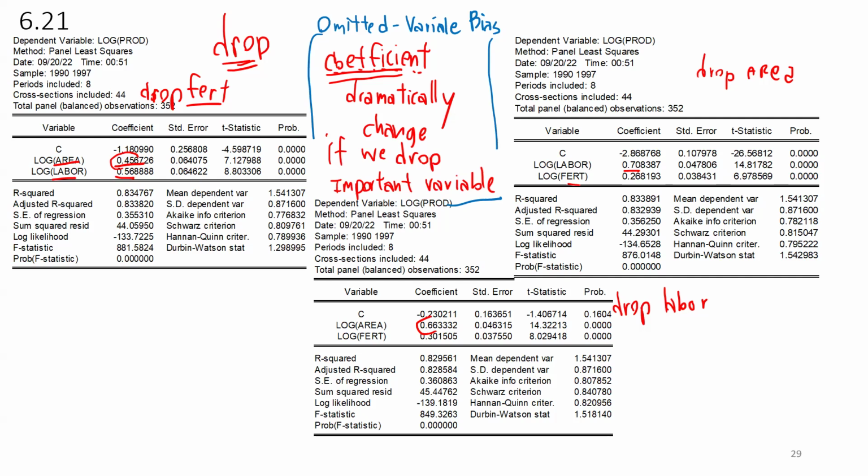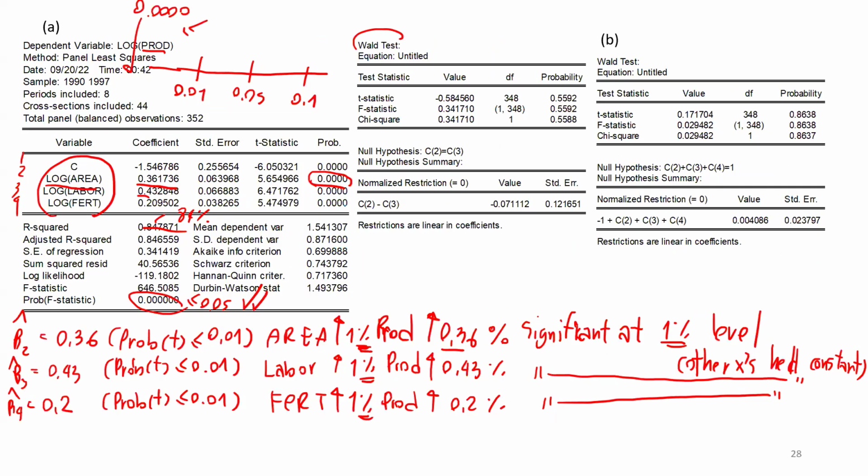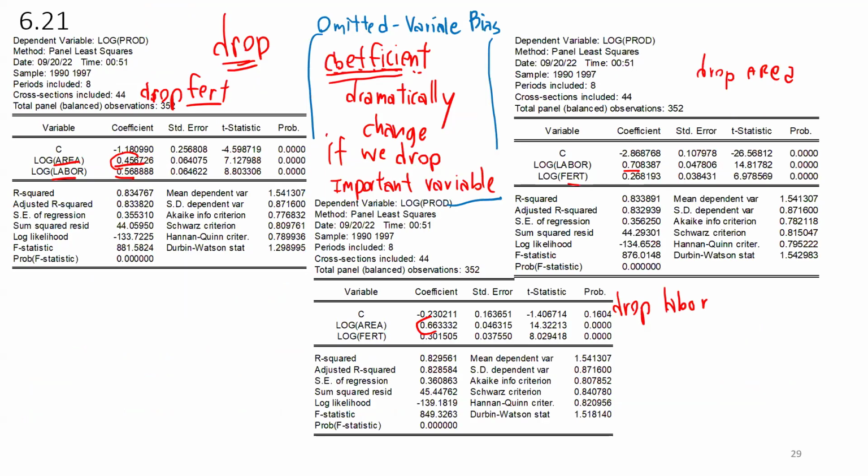Yes, because previously we can see that all variables were significant at 1%, right? And if we drop some important variable, the coefficient changes a lot, changes dramatically, right? So the situation where the coefficient changes a lot, we call omitted variable bias.